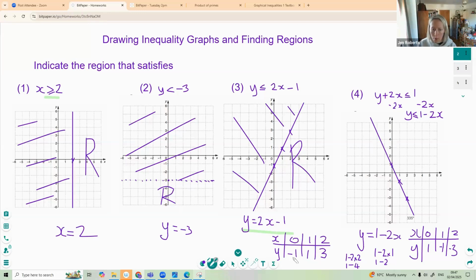And let's decide which bit is our region, which satisfies this inequality here. I'm going to go back to this inequality because y is the subject. Because it's less than or equal to, again, I want below the line. If it was bigger than or equal to, you want above the line. I want below the line here. So this is my region, and this is the bit I do not want.